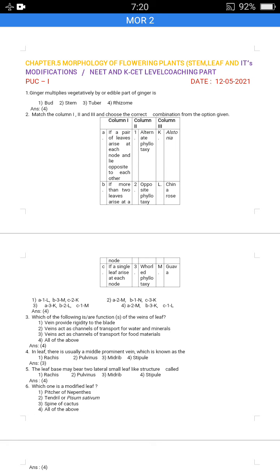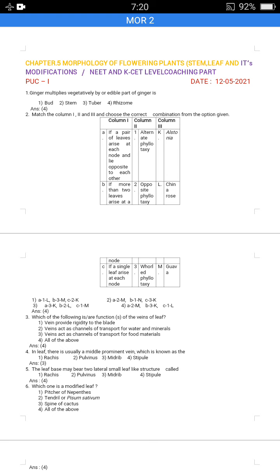So students, we have matched column 2 with column 1 and column 3. This is a very important way of asking in competitive examinations. The total phyllotaxy concept is given in this question number 2, the most important way of asking and concept oriented. So the correct answer for this question is option 4. It means A 2 M, B 3 K, C 1 L. Hope you understood the explanation for this question, students.